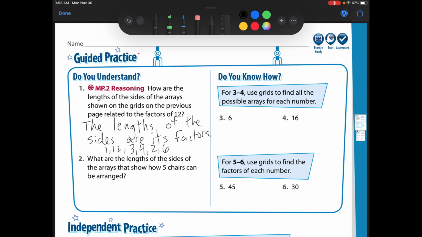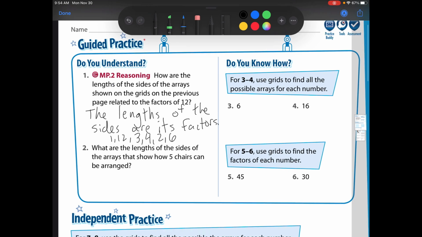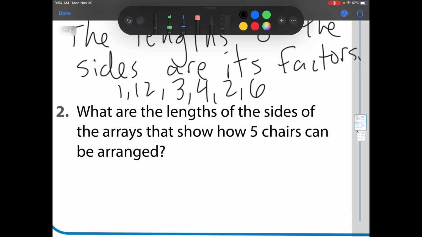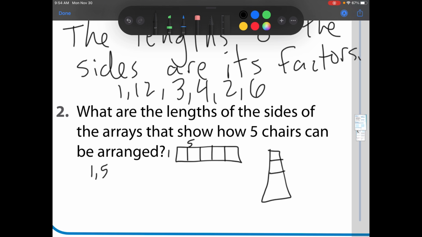Now for question number 2, it says, what are the lengths of the sides of the arrays that show how 5 chairs can be arranged? Well, we can only arrange it like this. We can have 1, 2, 3, 4, and 5. So we'd have a 1 by 5. Or we can arrange it like this. Those are the only ways that we can arrange. So my factors, or my length of the sides, can only be 1 and 5.